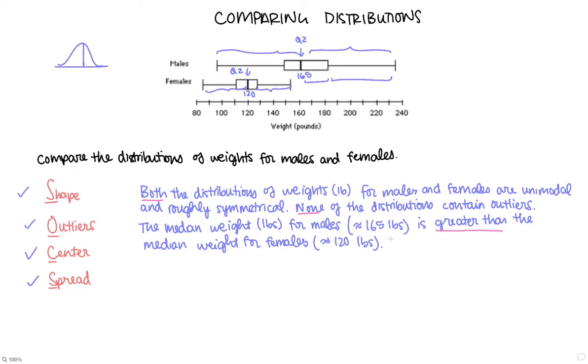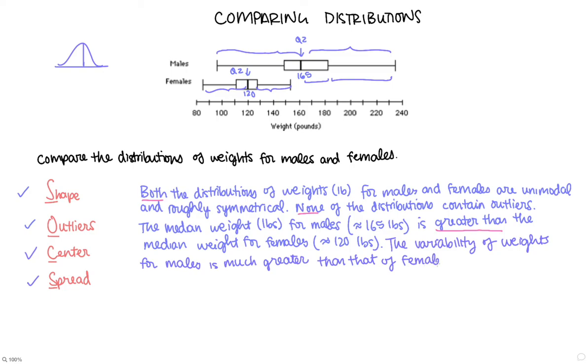So here we can say the variability of weights for males is much greater than that of females. And here we checked off a measure of spread because we're talking about variability.